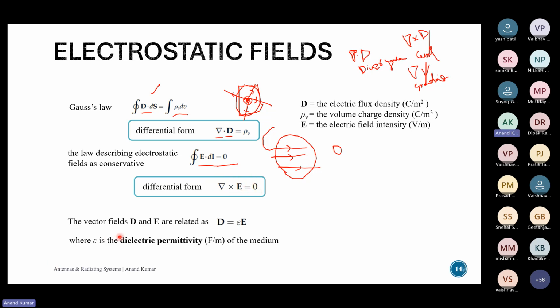Next, the electric flux density and the electric field intensity are related by this constitutive relation. D is equal to epsilon E, where epsilon is the dielectric permittivity of the media. So dielectric permittivity is one of the constituent parameters which defines the media. The other constants would be dielectric permeability and conductivity of the media, and they basically define a substance.